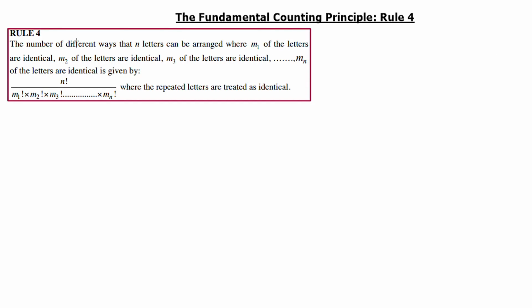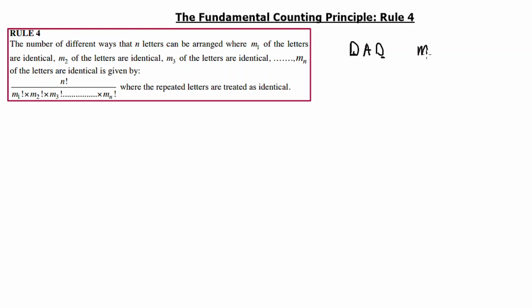Rule number 4 states that the number of different ways that n letters can be arranged, where m1 of the letters are identical, m2 of the letters are identical, m3, up to mn of the letters are identical, is given as n factorial over m1 factorial times m2 factorial and so on, where the repeated letters are treated as identical. For example, D, A, D, D. In this example, they are treated as identical.